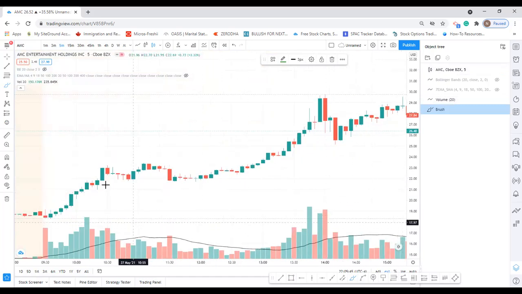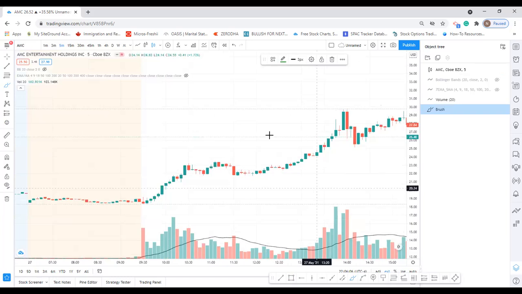How does volume help? If you see here, when you are buying, you have the big volume, right? And when the price is making smaller candles, it has less volume. But when you have the big candles, big volumes are coming. So if you are trading this one, let's see, AMC.